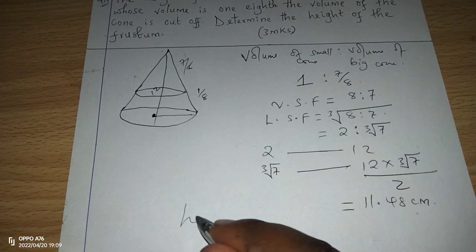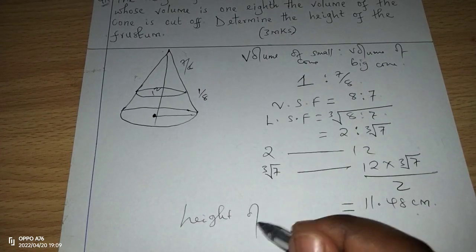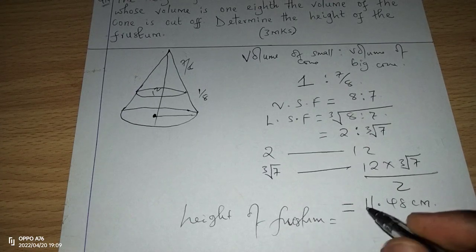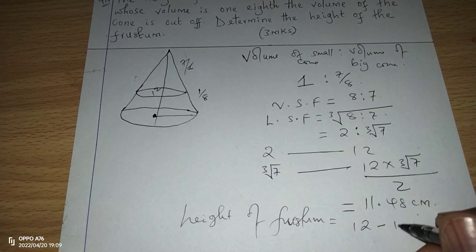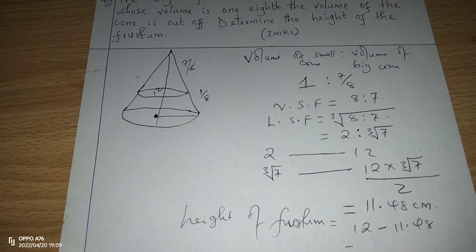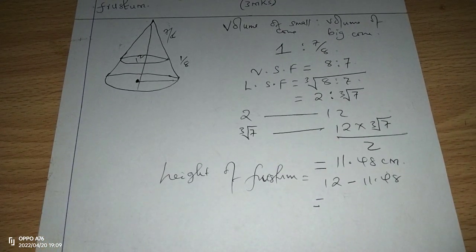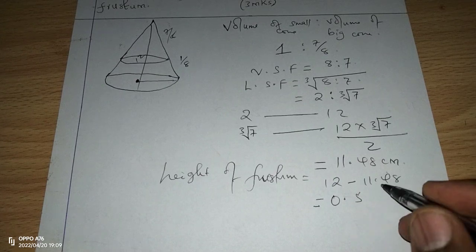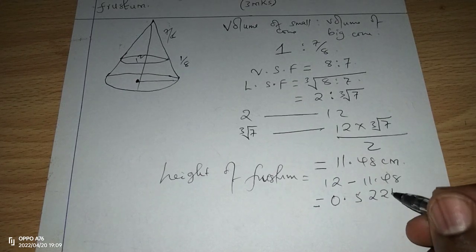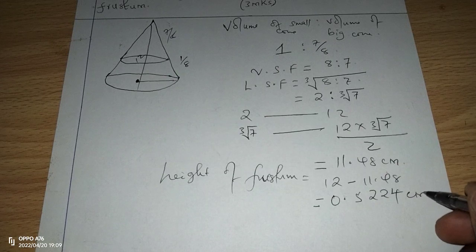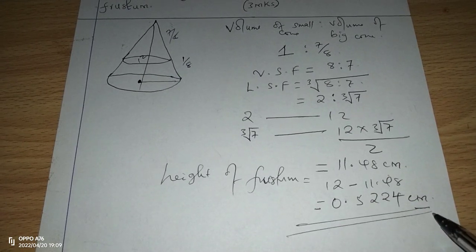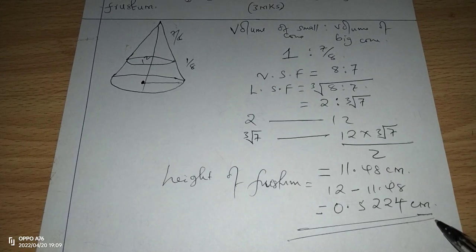Therefore, the height of the frustum is going to be 12 minus 11.48. Therefore, when we take 12 minus 11.48, we shall get 0.5224. These are centimeters to 4 significant figures. So this will be the height of the frustum which was obtained.